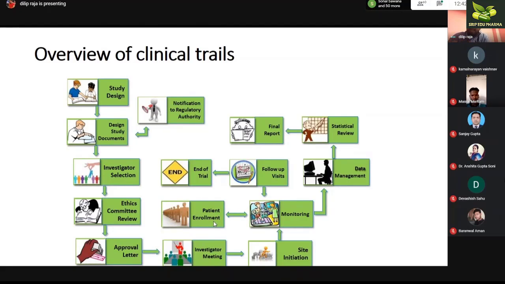Meanwhile, while the participant is signing the informed consent form, the terms and conditions are to be explained by a staff member of that hospital, or by the doctor, to the subject. That will be recorded, both audio and video.